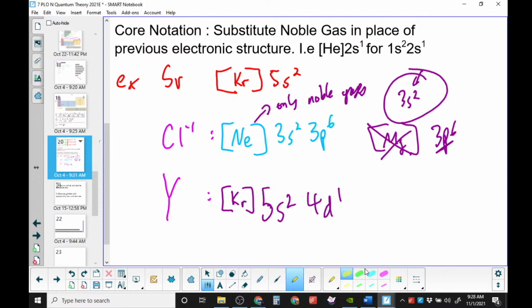So a couple of things. Good. You recognize that that number wasn't 5 because the d orbitals start at 1 less. So the d orbitals start at 3, so the next row down would be 4d. Perfect.